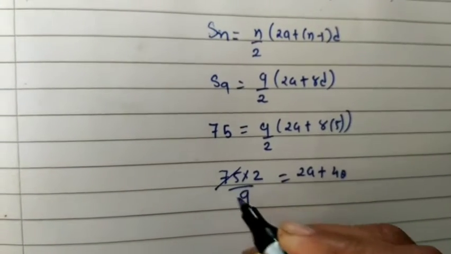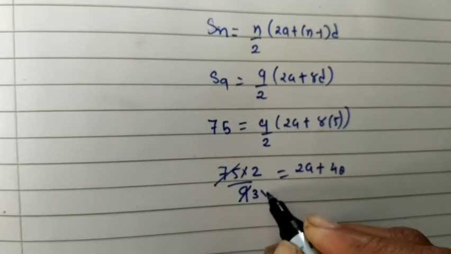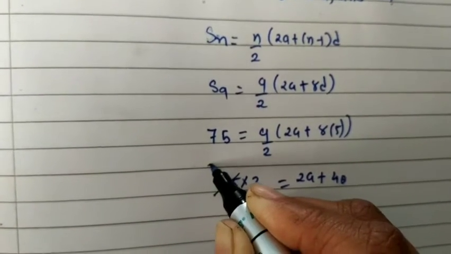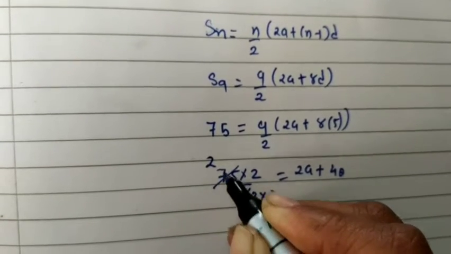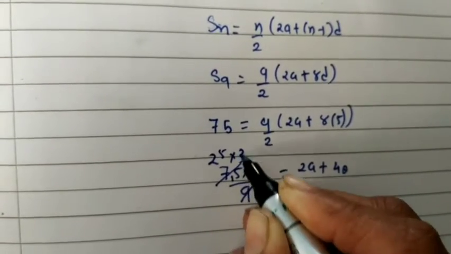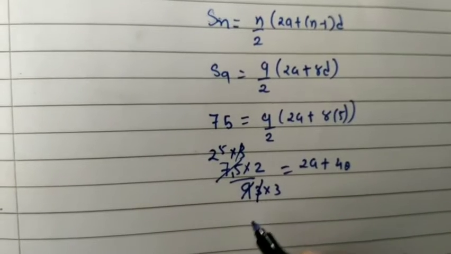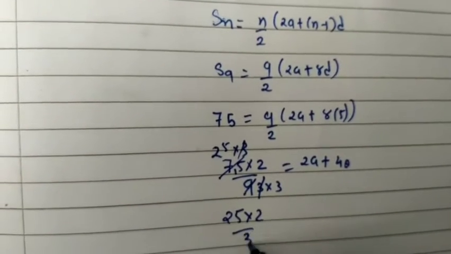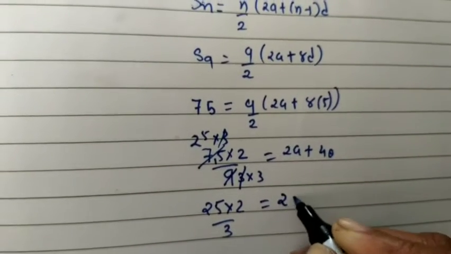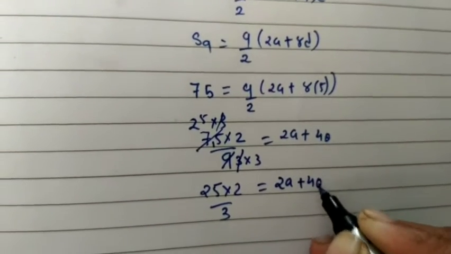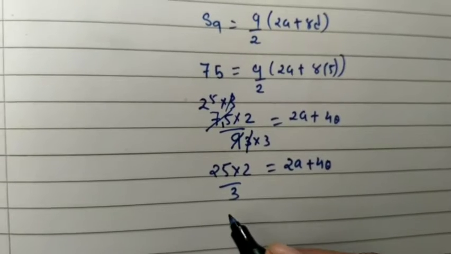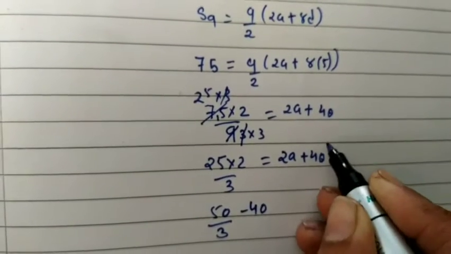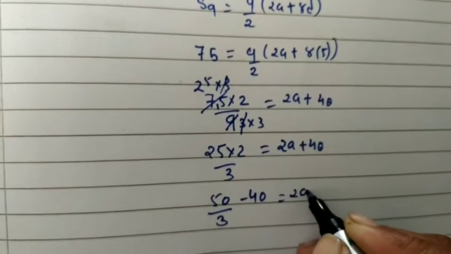Now we reduce with 3, because 3 3s are 9, and 3 2s are 6, and 75 is 25 3s. So 5 5s, we will cut 3 3s. Here what remains is 25 into 2 by 3, and that equals 2a plus 40. So let us solve it more. It will become 50 by 3 minus 40. We are taking this 40 over here, and that equals 2a.